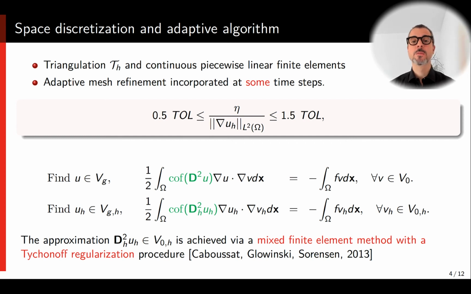From the space discretization point of view, we are going to introduce adaptive mesh refinement. We are going to work with continuous piecewise linear finite elements, and this mesh refinement will be incorporated at some of the time steps. So very classically, we are going to look for the error indicator eta such that the efficiency index is bounded from above and below by a given tolerance. When you look at the weak formulation and its Galerkin approximation, you see that we are going to have to approximate the second derivative of the solution, the approximation uh, and that means that we are going to use mixed finite elements with regularization because we are working with piecewise linear finite elements.